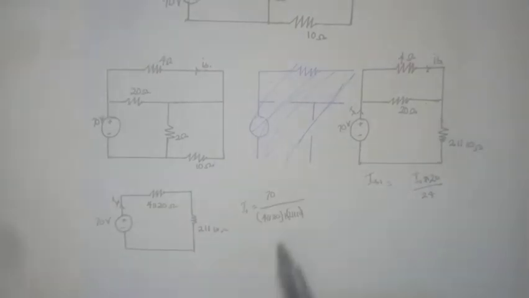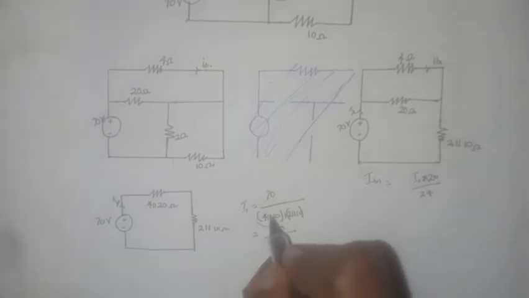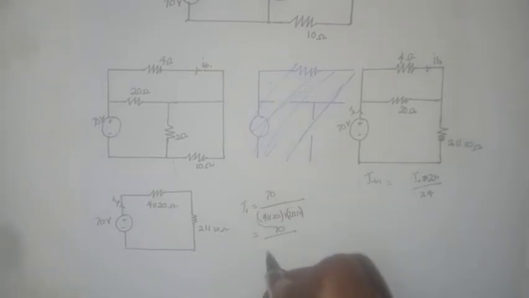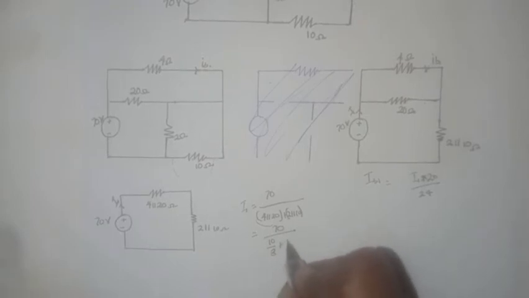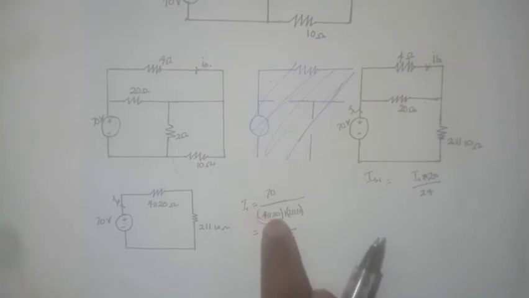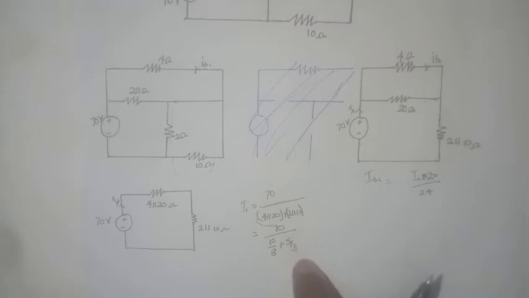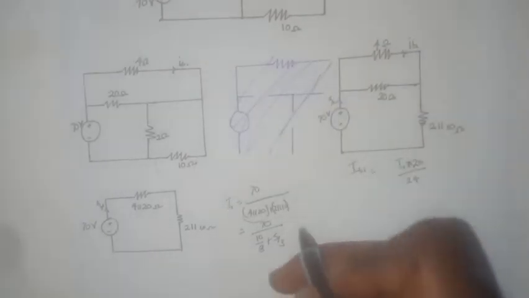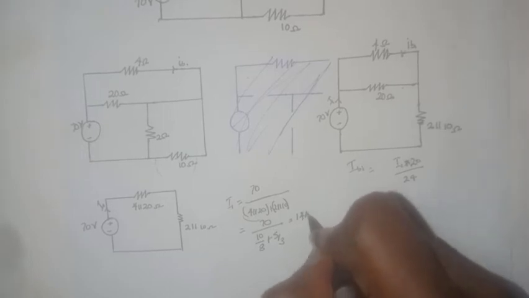If we simplify this current further, we would have it that I1 is equal to 70 divided by, this would amount to 10 over 3, and this would amount to 5 over 3. That is 4 times 20 divided by 4 plus 20, 2 times 10 divided by 2 plus 10. And then the final answer would be 14 amperes.